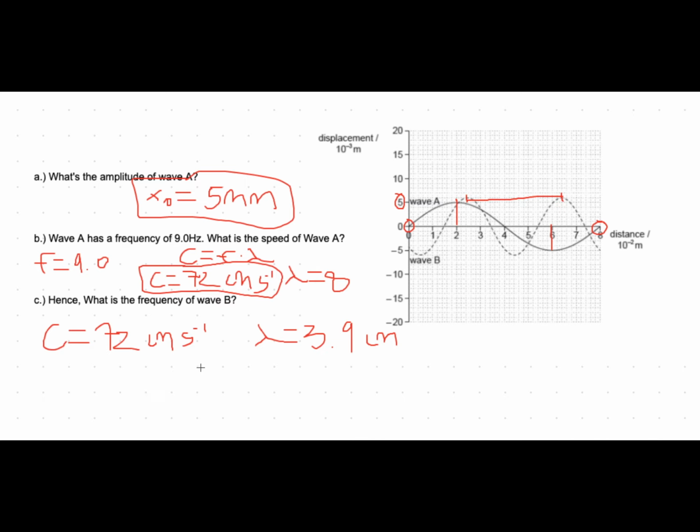If we rewrite our equation, c is equal to f times wavelength, we can also write it as the speed of the wave divided by the wavelength is equal to our frequency. So if we want to find the frequency of wave B, we can divide 72, our speed of the wave, by 3.8, our wavelength, to give us a final answer of 18 Hertz. And that is going to be the frequency of wave B.